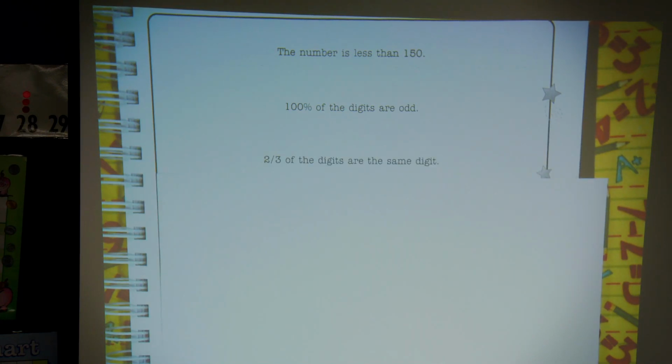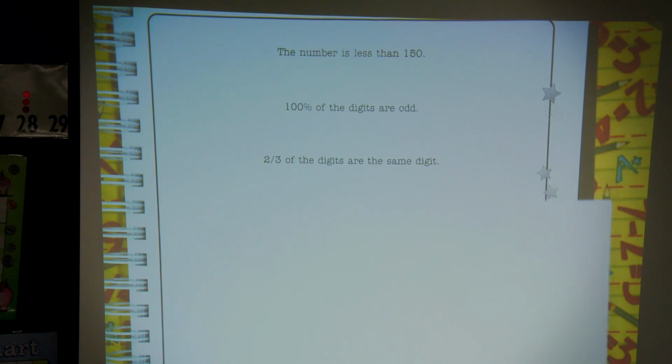A fraction clue. 2/3 of the digits are the same digit. What does 2/3 mean? In this context, you're looking at fractions of a set. That means 2 of 3 digits. So my students know by that clue it's a 3-digit number, because my 1 whole would be 3 equal parts of what I'm calling 1 whole.